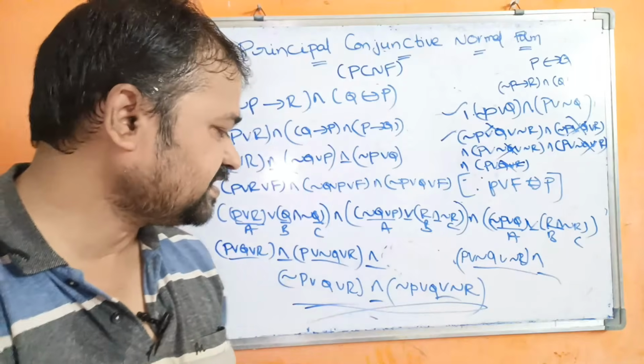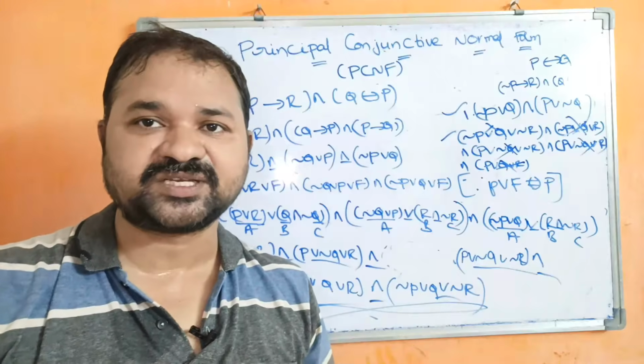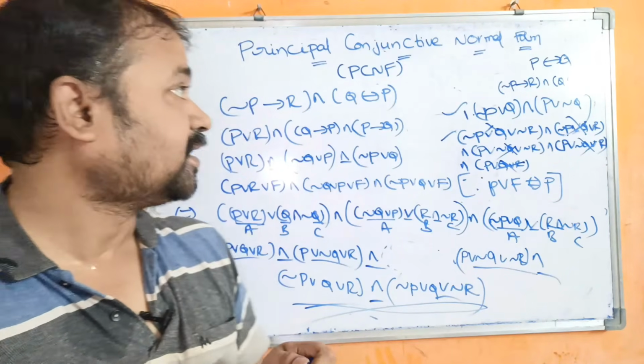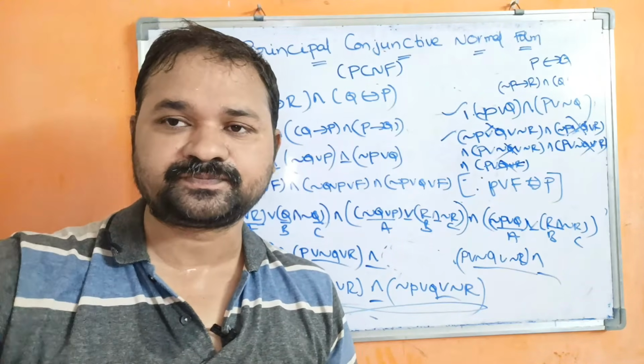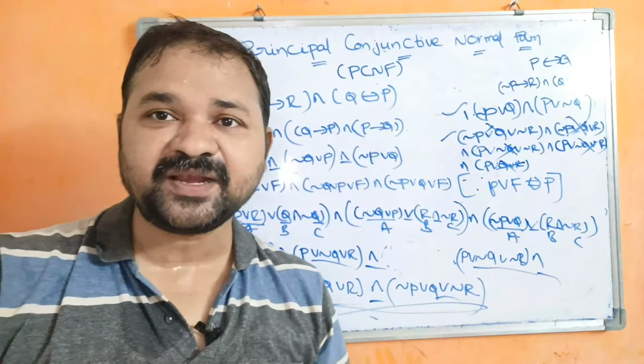Okay. So with this we can conclude that the solution is the same by using the two approaches. So this is about principal conjunctive normal form, PCNF.